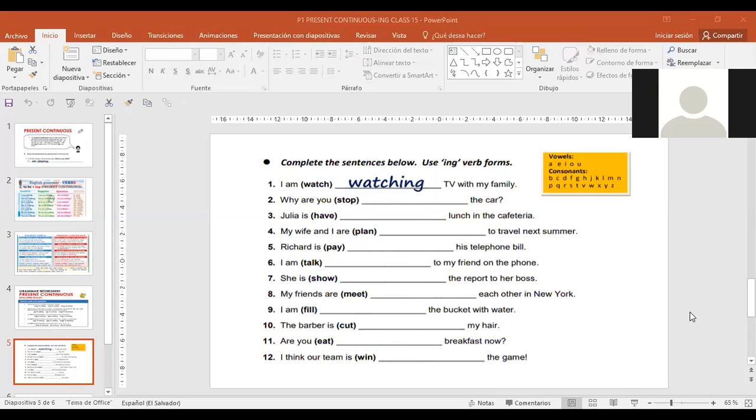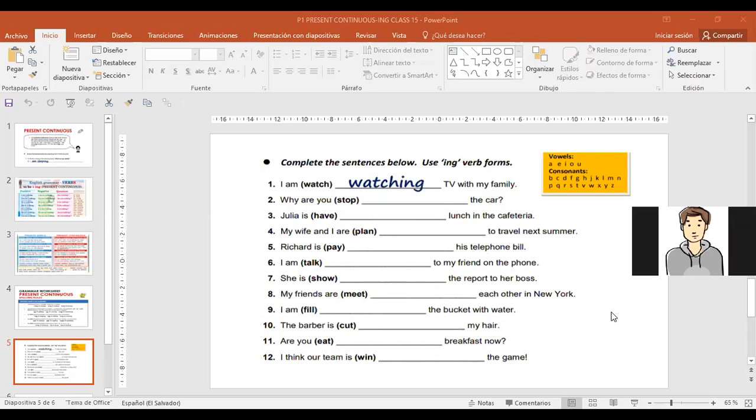Number six. Who wants to? ¿Quién quiere continuar con la número seis? Vamos a ver, Diana Morán, would you like to please continue? I am talking to my friend on the phone. Se le agrega solo la ING. Okay. Con dos consonantes, ¿verdad? I'm talking to my friend on the phone. Thank you. Nótese que cuando decimos hablar por teléfono es talking to fulanito, ¿verdad? On the phone. Utilizamos la preposición on the phone. Okay.